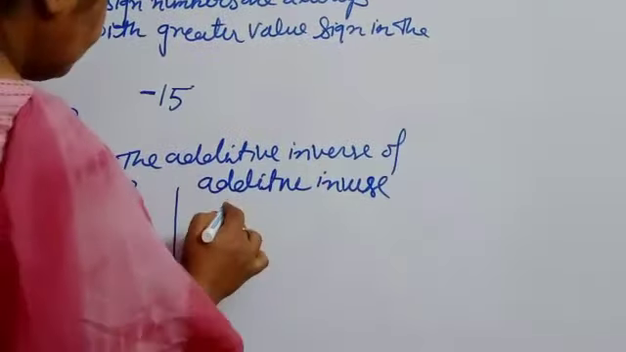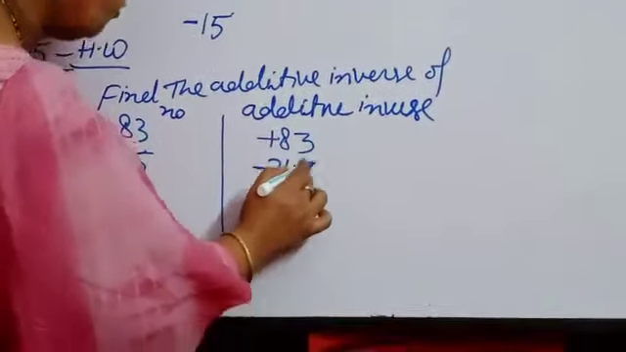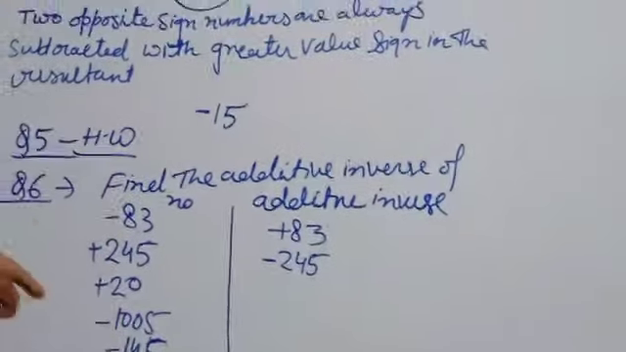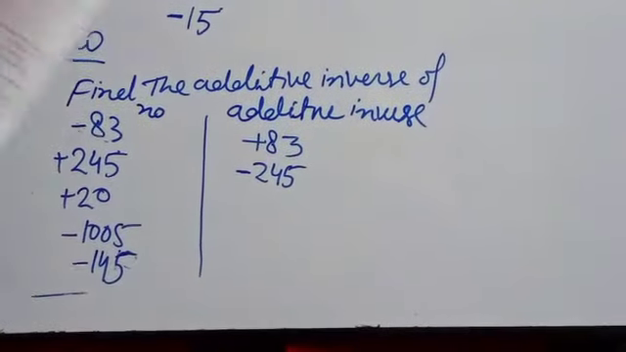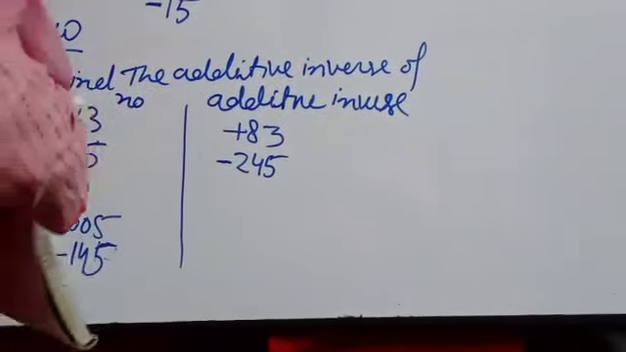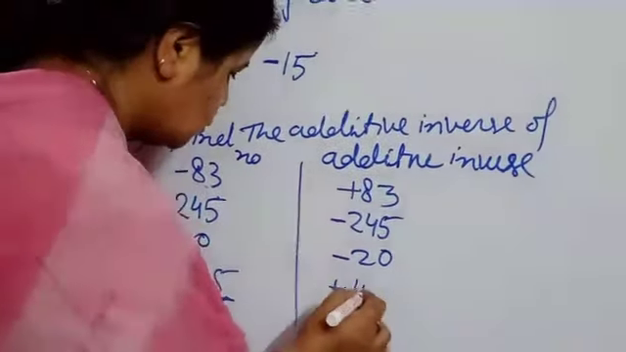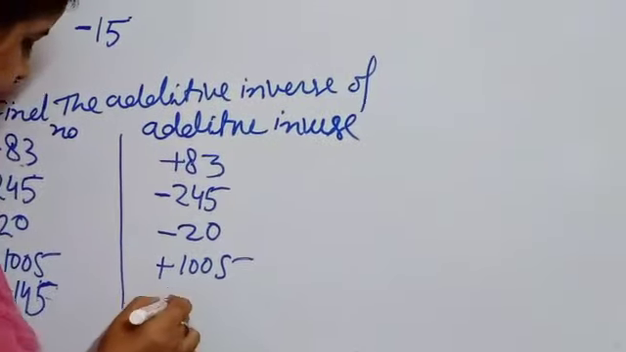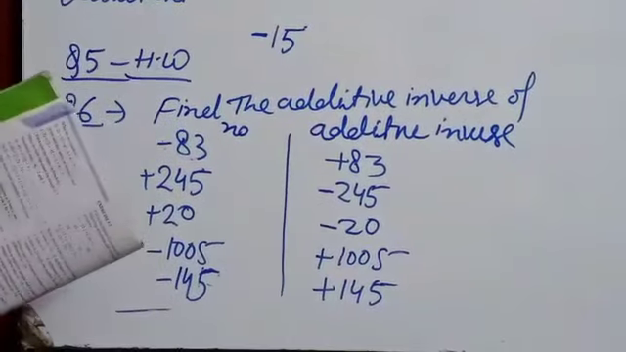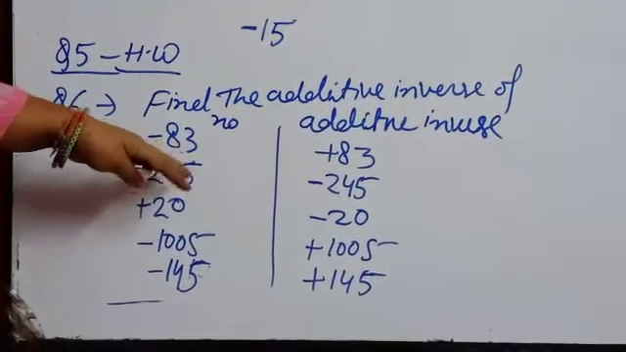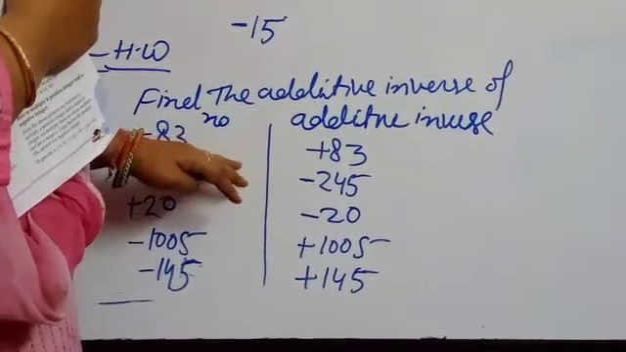Minus 83 will have plus 83, plus 245 will have minus 245. You do nothing, just change the sign. Whatever sign they have, you put the opposite sign of the given number. Plus 20, minus 20; minus 1005, plus 1005; minus 145, plus 145. In this way question number 6 is also completed. It was our property; with the fourth property we have learned this one. Now, the last property.